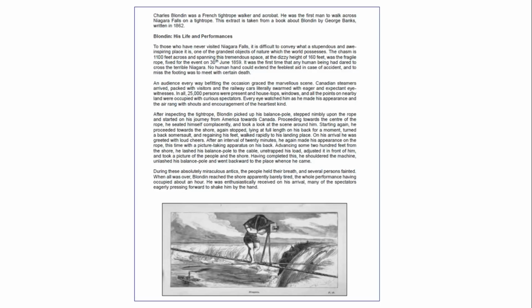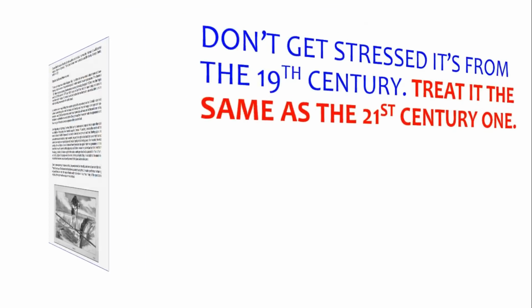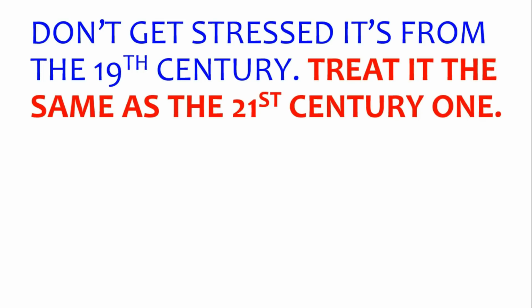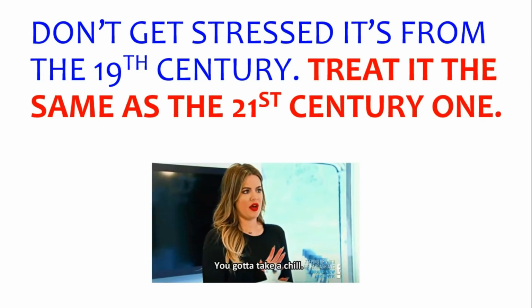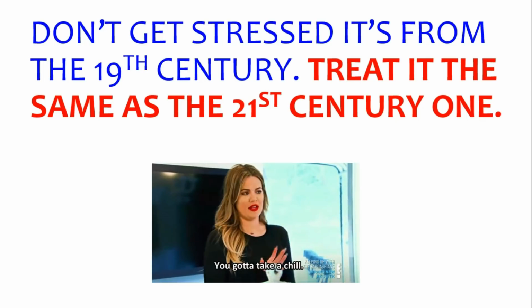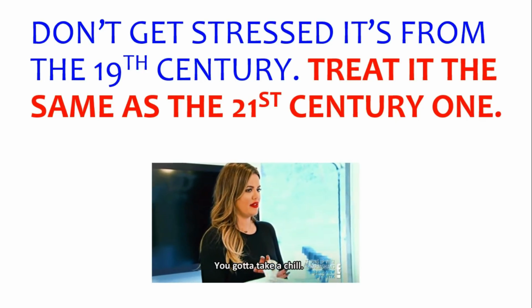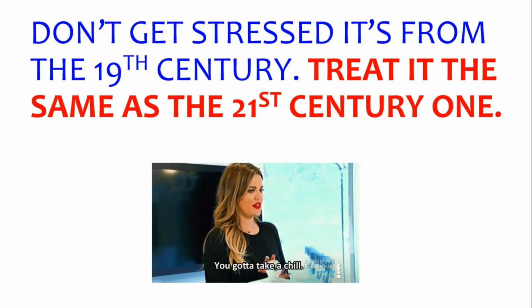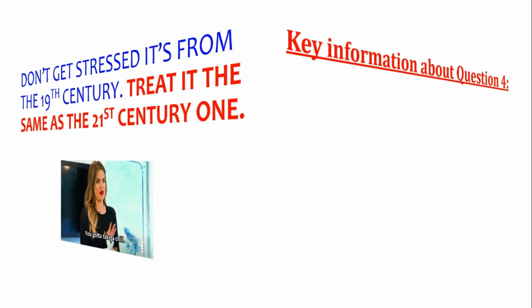Generally, it's a bit shorter than the other extract just because it's a little bit harder to read, because obviously it was written in 1862, this one. However, you should recognise a lot of the words in here. Okay, don't get stressed, it's from the 19th century. A lot of students get worried, oh, it's from ages ago, I won't be able to read it. Just treat it just the same as the 21st century one. Like I say, there won't be many examples of vocabulary you won't know. Generally, you will know what they all mean.